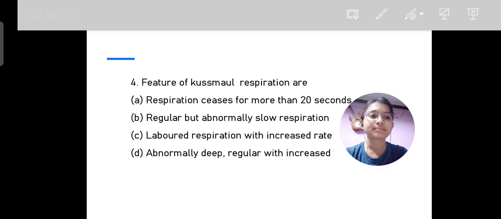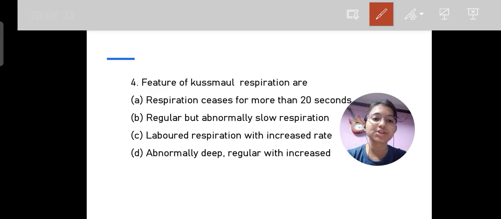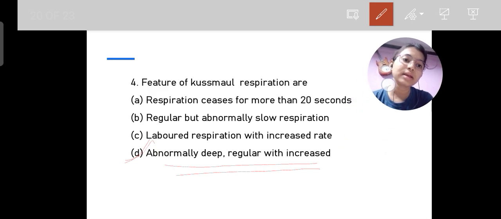Next, the features of the Kussmaul respiration are: respiration ceases for more than 20 seconds, regular but abnormally slow respiration, labored respiration with increased rate, abnormally deep, regular with increased respiratory rate. What will be the answer? Yes, abnormally deep and regular with increased respiratory rate.